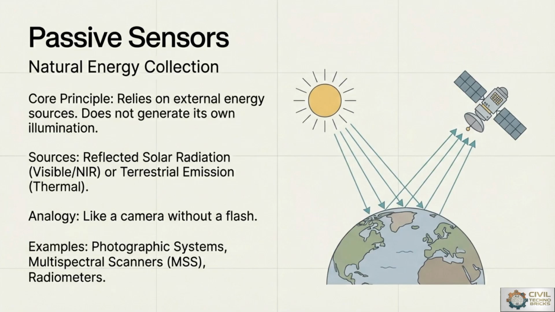So the principle of passive sensors is that they depend on external energy sources with the source of visible or near infrared region or thermal region radiations. From the civil engineering point of view, these types of sensors are most useful for land use mapping and land cover, vegetation cover assessment and water resource studies, which include the photographic cameras and multispectral scanners and radiometers to collect the data.